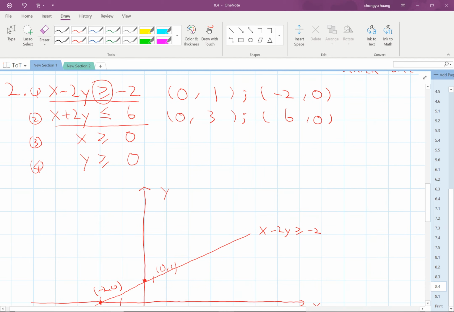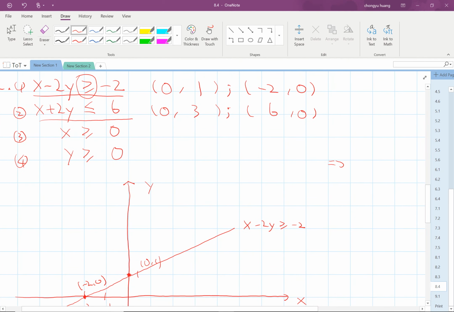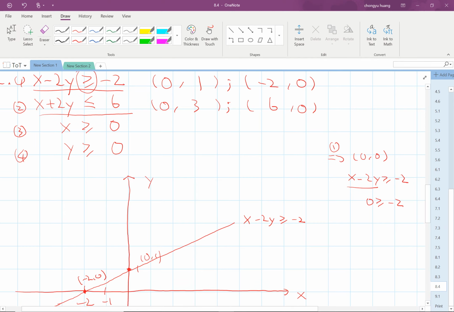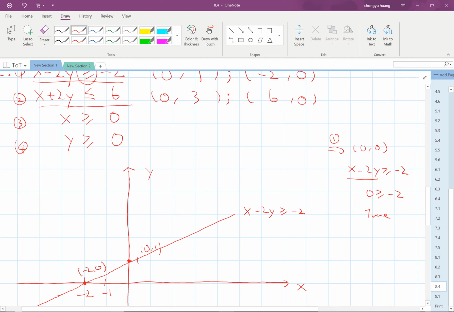Now we want to determine the area. How do we determine the area? We plug in 0, 0 into x minus 2y bigger than or equal to -2. With 0, 0, this part is 0. 0 is bigger than or equal to -2, so that's correct. Let me check again. We plug in 0, 0, and 0 is bigger than -2. So the statement is true.